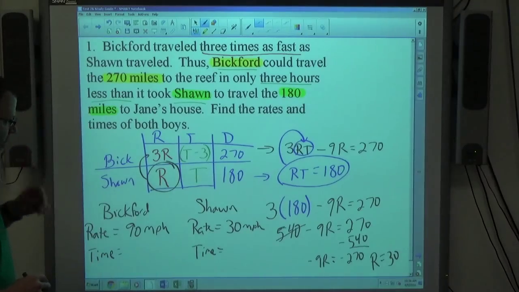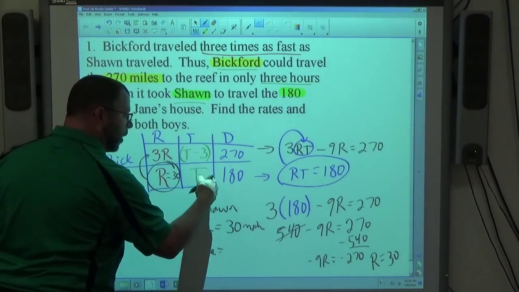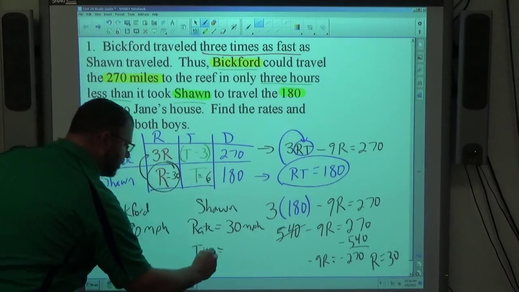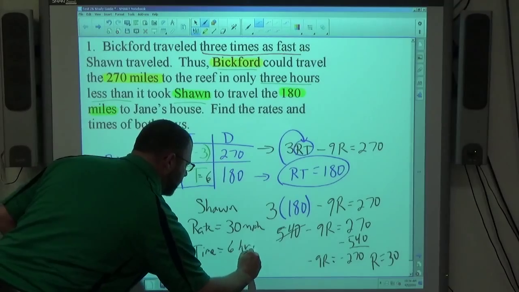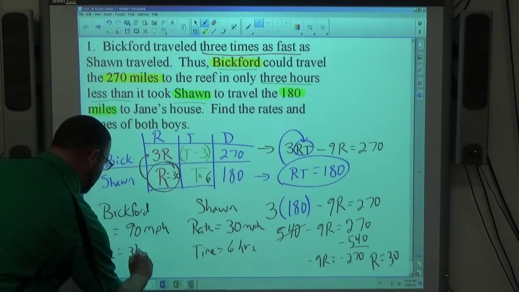As far as time is concerned, we know rate times time equals distance, so if rate is 30, times what time makes 180? 30 times 6 is 180, so Sean's time is 6 hours, and Bickford's time is 3 hours less, 6 minus 3 is equal to 3 hours.